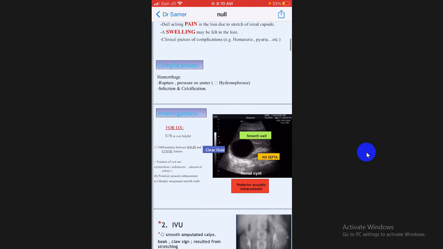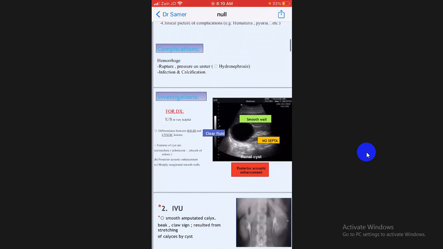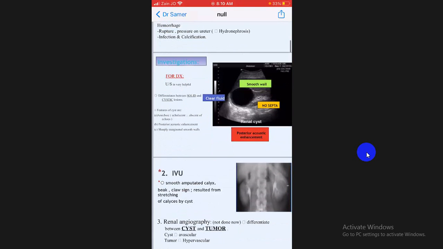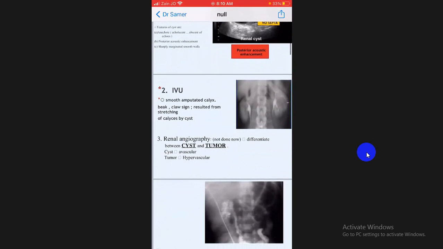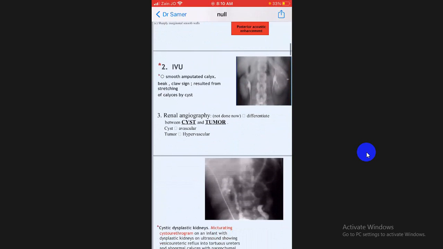How do you diagnose them? Ultrasound. Ultrasound is very helpful. It can differentiate between solid and cystic lesions. Usually the cysts are anechoic, with posterior acoustic enhancement, and sharply marginated with smooth walls. We used to do IVU, but we don't do it for renal cysts; we do it if renal tumors are suspected. Renal angiography we don't do.